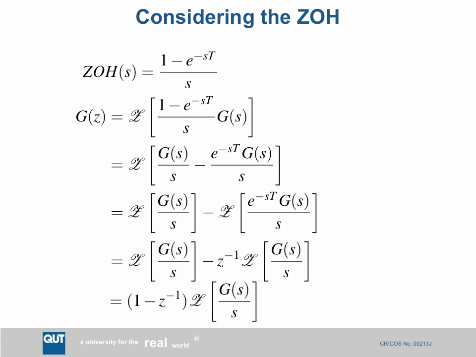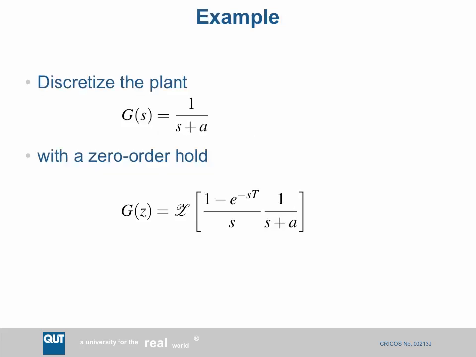And we utilize one of the properties of the Z transform that we talked about a lecture ago, and that is the so-called shift property. So we can take e to the minus sT from inside the Z transform, we can take it out where it turns into z to the minus 1. Then we can recombine these and we see that we've got 1 minus z to the minus 1 out the front of the Z transform of our plant divided by s. So this is how we do the Z transform of a plant with a zero-order hold in front of it.